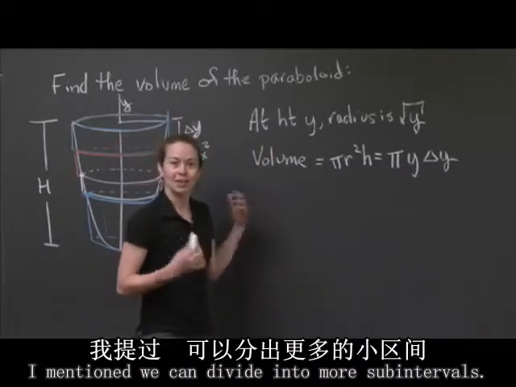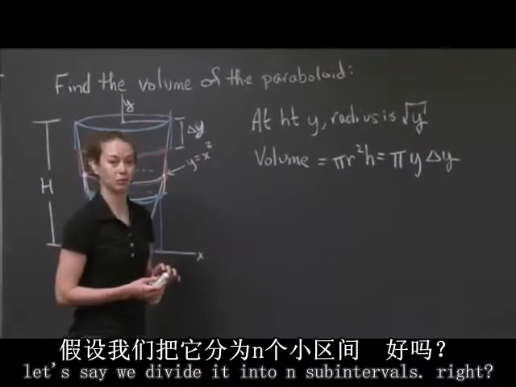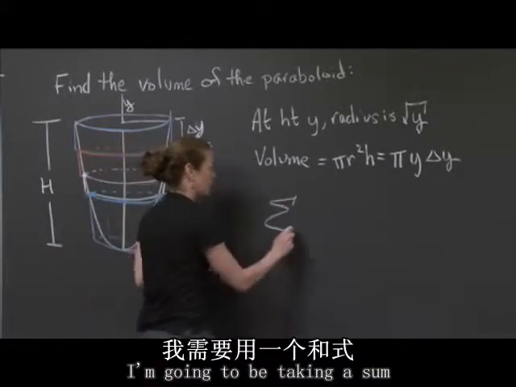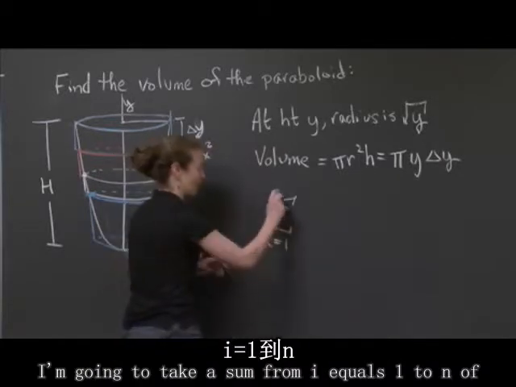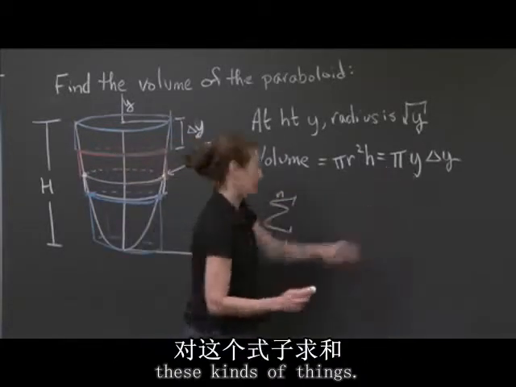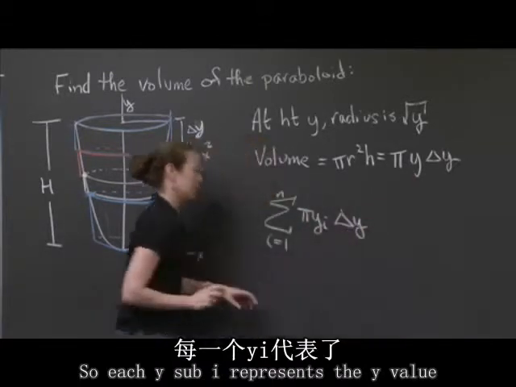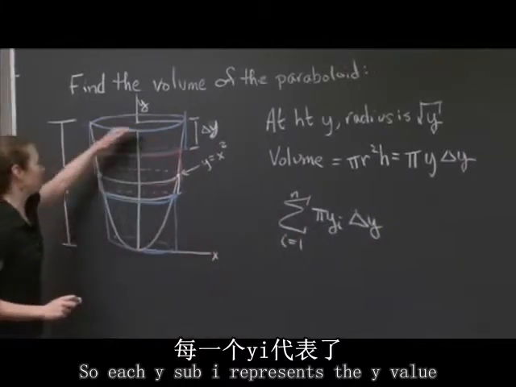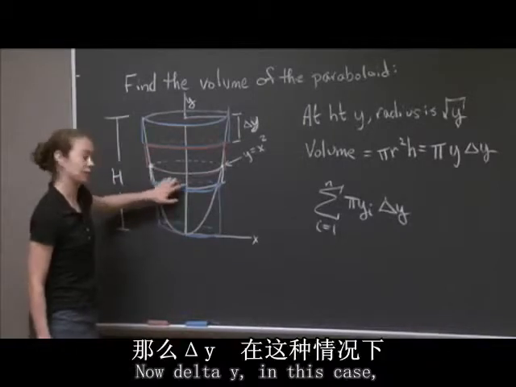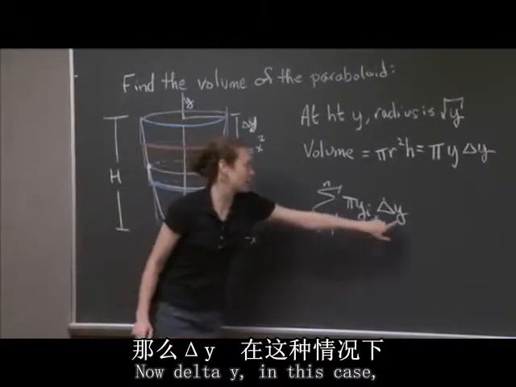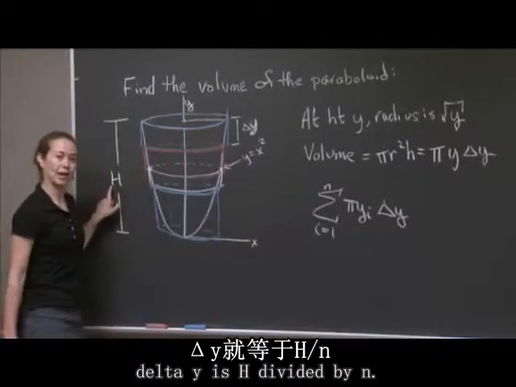Well, again, I mentioned we can divide into more subintervals. And let's say we divide it into n subintervals, right? What would this look like? I'm going to be taking a sum to find the volume of the whole thing. I'm going to take a sum from i equals 1 to n of these kinds of things: pi y sub i delta y. So each y sub i represents the y value at the different height where I'm taking my cylinder. Now delta y in this case, if I divide into n equal subintervals, is h divided by n.